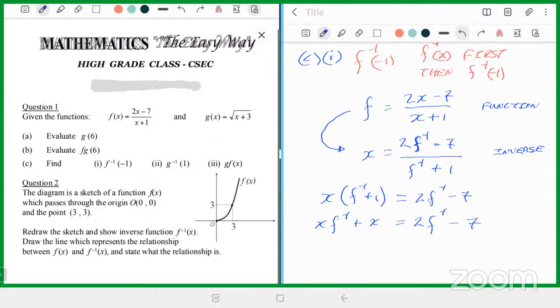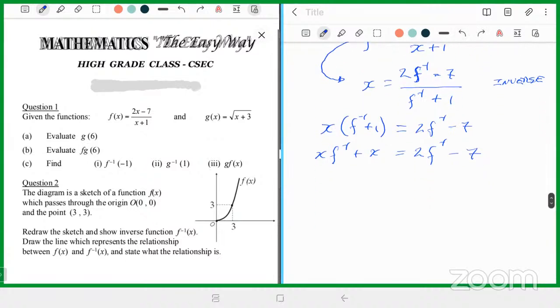All right, so let's write the next line now. I'm going to keep this on this side of the equation, which is x times f to the minus 1. This is going to come over onto this side and change sign, so it becomes a minus 2 times f to the minus 1. All right, I'm going to put equals. This negative 7 doesn't become a 7, it remains negative 7.